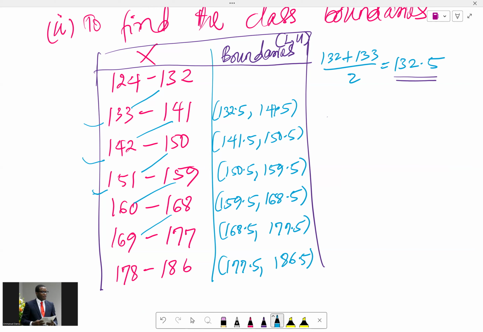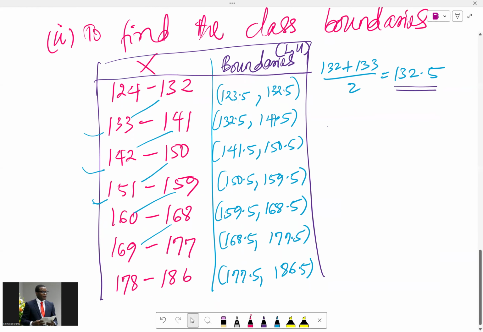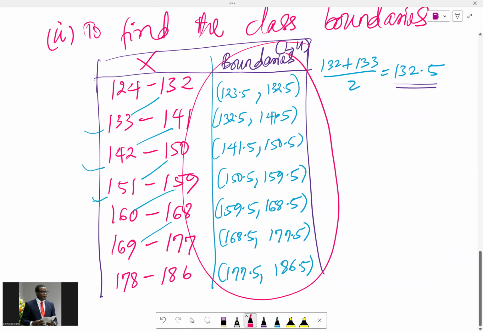So the lower boundary here is actually 123.5, with the upper boundary being 132.5. To get the lower boundary, subtract 0.5 from the lower limit, and add 0.5 to the upper limit to get the upper boundary. So this is actually what we want. These are the boundaries that we want.